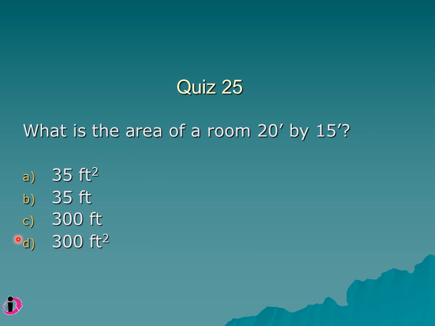What is the area of a room 20 feet by 15 feet? You'll actually multiply both, right? Which will give you 300 square feet. So the right answer is D.